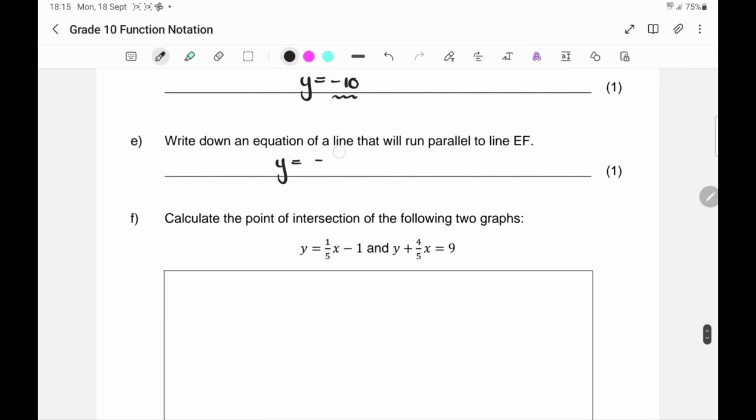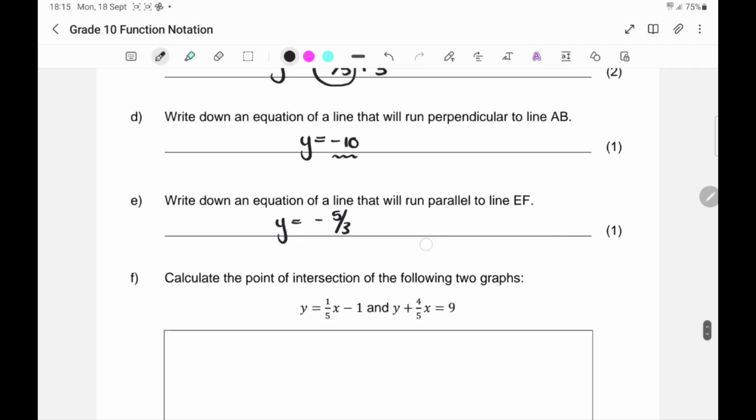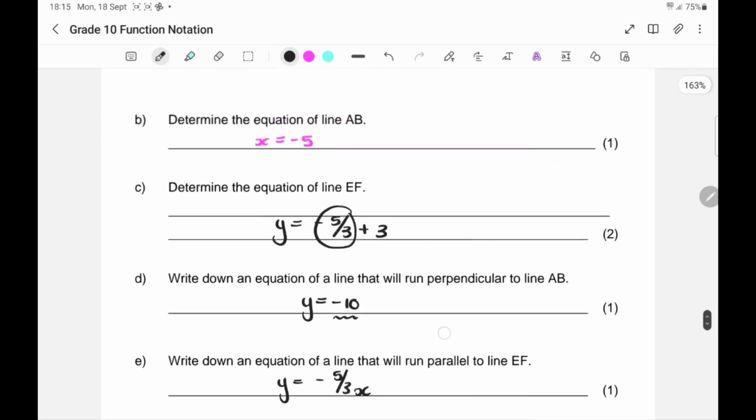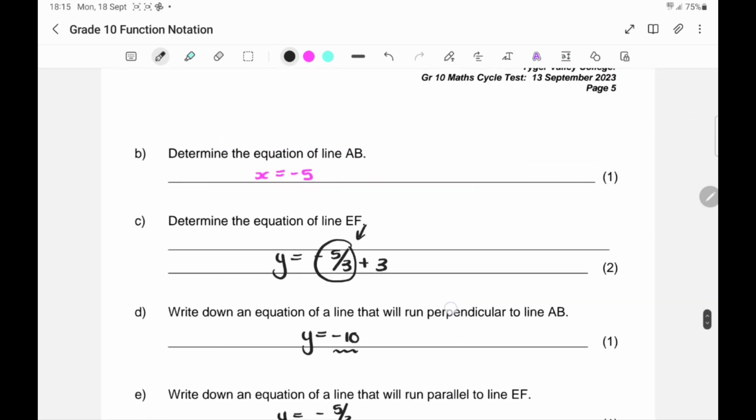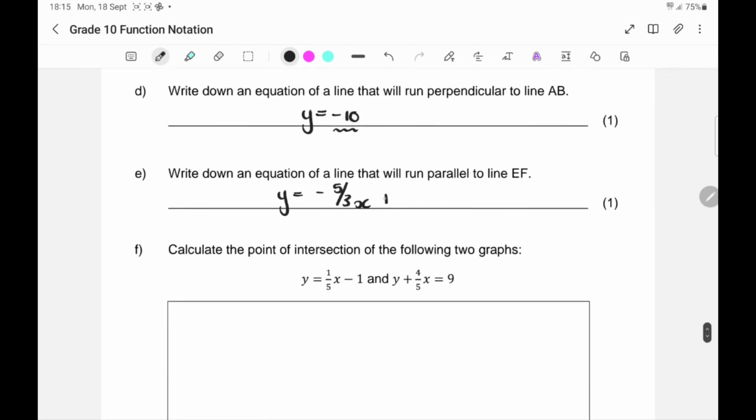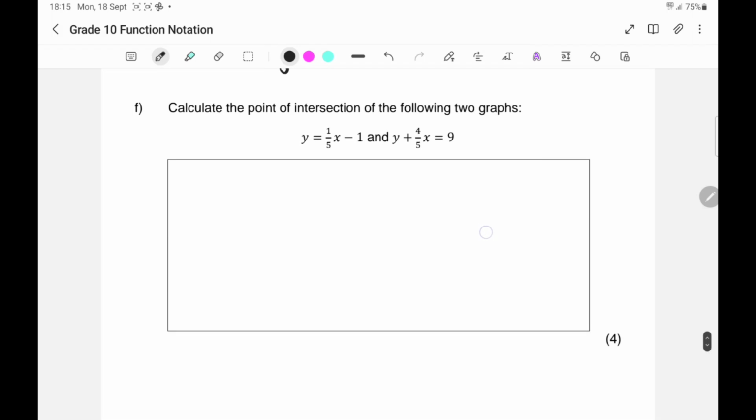So y is equal to negative 5 over 3, because if lines run parallel to each other, it means they've got the same gradient. But the back side I need to change, plus 20, or whatever number you wanted. Okay. Then point of intersection.